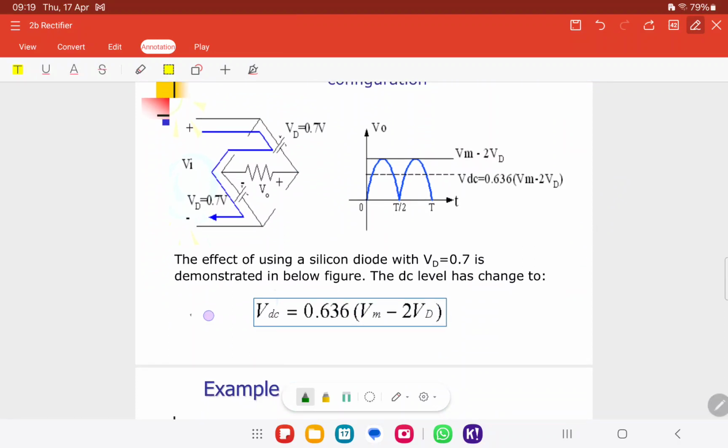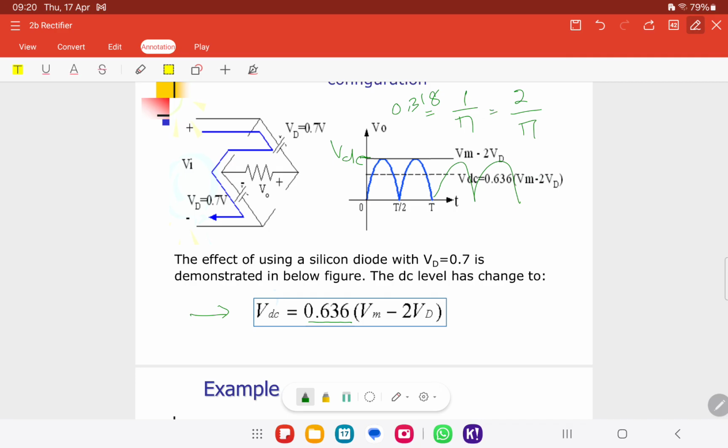Alright, here is the formula to get the value. Now that we have the signals, what are the values? VDC is 0.636 Vm, because now we have full wave and 2 diodes, so it is doubled from the half wave. For half wave it is 1/pi, for full wave it is 2/pi. What is 2/pi? 0.318 is for 1/pi, so it is correct, 2/pi.